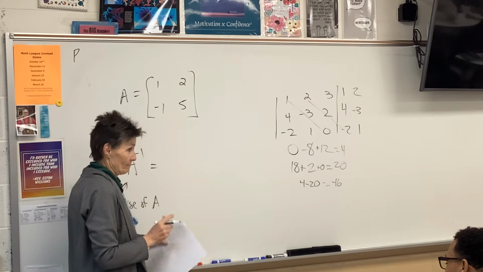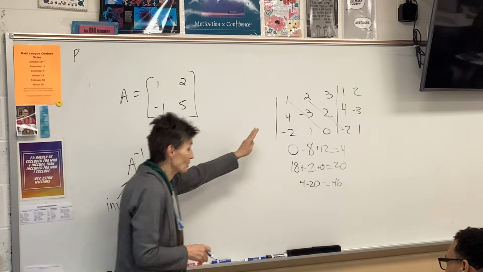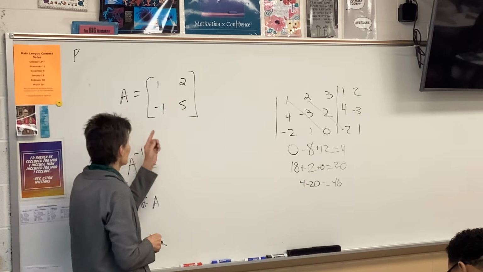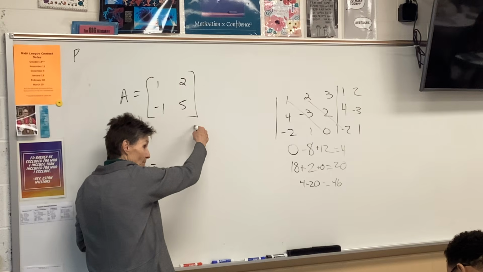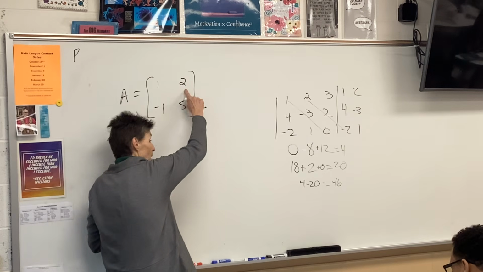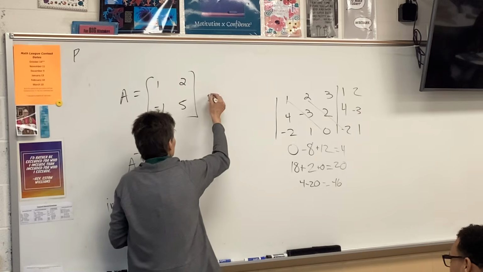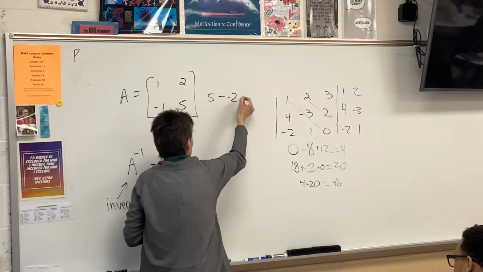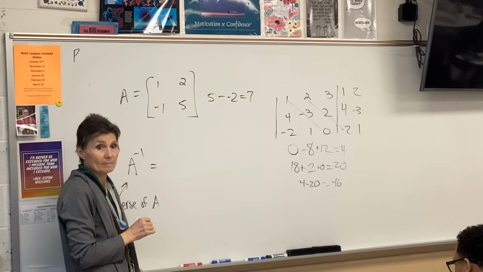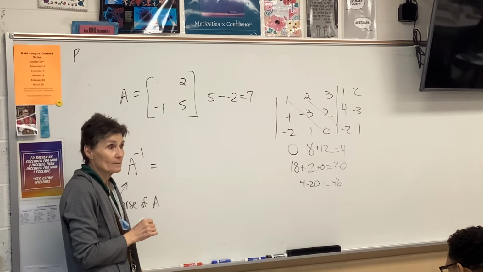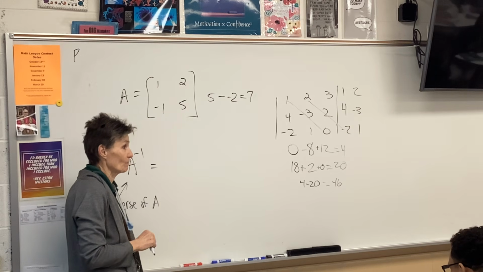Step 1. Find the determinant. That's what we were just doing. So to find the determinant, remember we multiply and subtract. So we get 5 minus -2. I got 7. Did you get 7? Yes. Okay? Now hang on to that number. We're going to need it here in a minute, but we're going to do something else first.